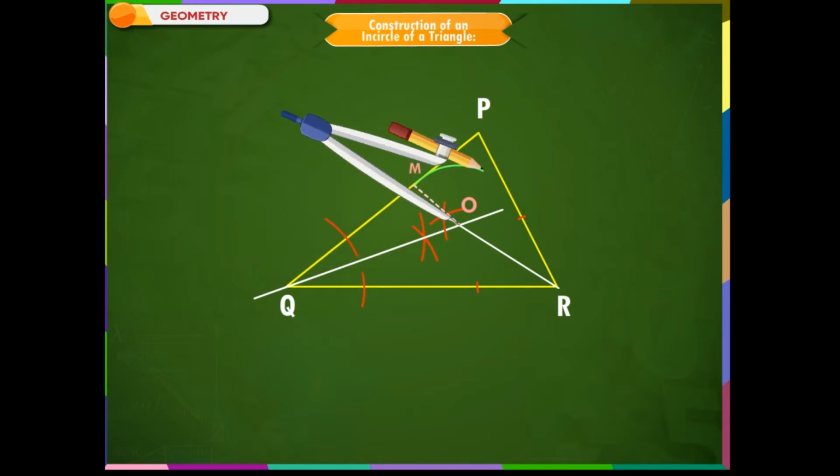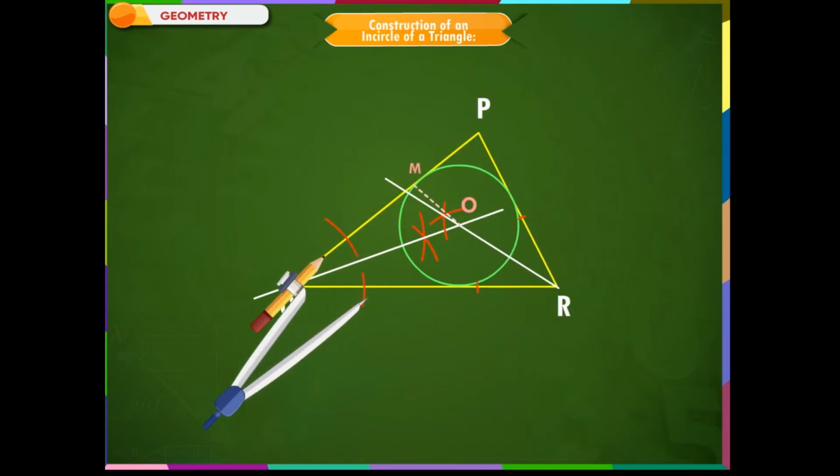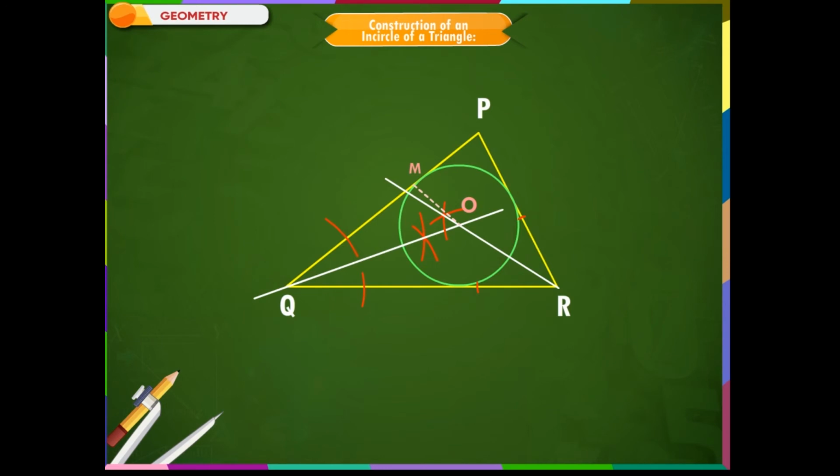9. Draw a full circle. This is the incircle of the given triangle. The circle touches the sides at points M, N and K as shown on the screen.